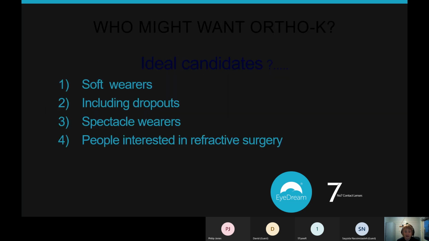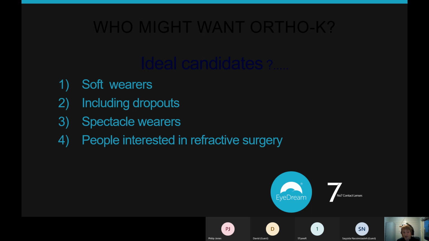So who might want Ortho-K? If you're looking at adult patients, then actually you should be thinking about talking about it to all your soft lens wearers, because we know that soft lens wearers are generally happy. That's why they continue wearing them, but maybe they would be even happier if they were lens free. Some of them will take you up on it. Some of them will do that immediately, and some of them will think about it for 6 months or a year and maybe mention it at the next aftercare. But if you've never mentioned it to them, there's very little likelihood that they've heard about it elsewhere. So it's a good idea to sow that seed.